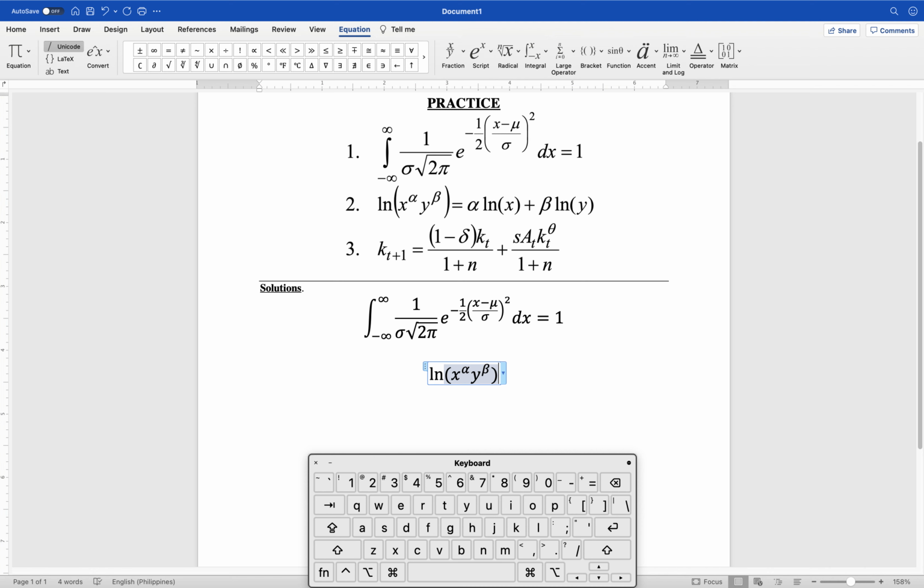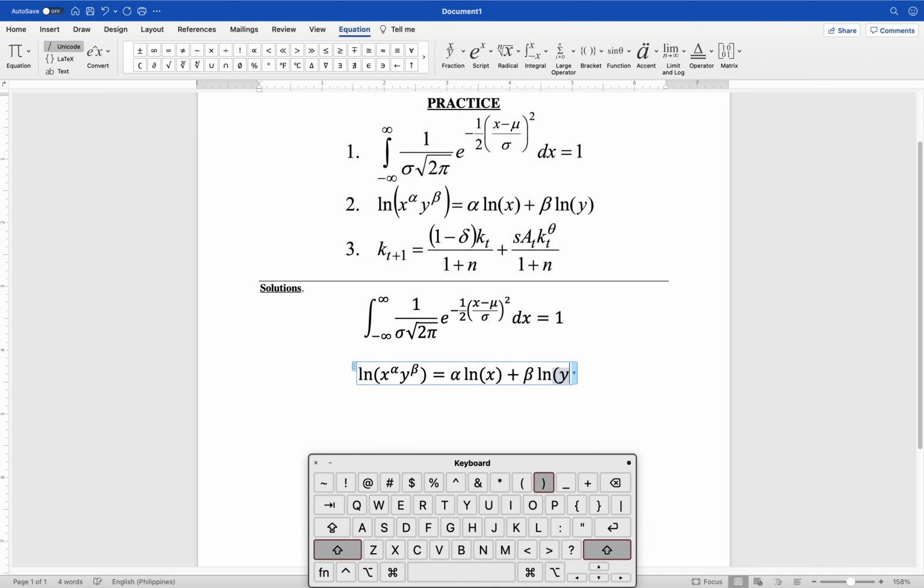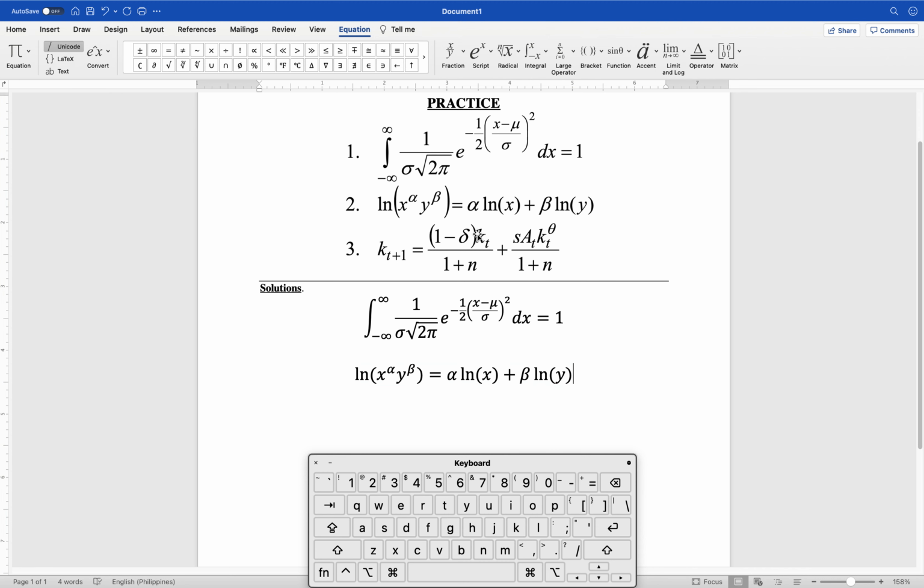Close that, and we need to click the right button to emphasize that the function of this ln will be these terms. So we click equals, so that will be a different term. So alpha ln, we click space to emphasize that ln is the function. That's the natural logarithm. X, we click on the right to indicate that this is outside the function of ln, plus beta ln space open parenthesis y, and yeah, that's it. That's our number two.